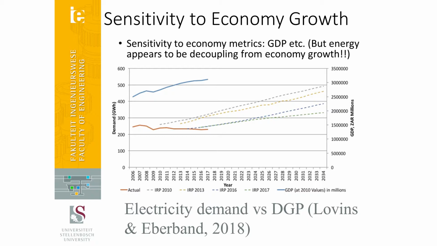So if you look at the blue trace, it shows you the GDP, and the orange one shows you the actual load. And you can see the projections of the IRP in terms of the future load. And in most of the cases, you see that it was parallel to the GDP, or correlated to the GDP, but actually the experience is proving otherwise.